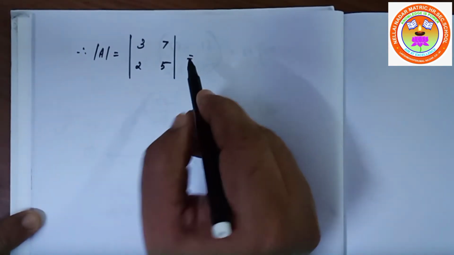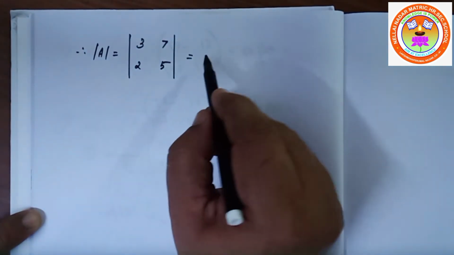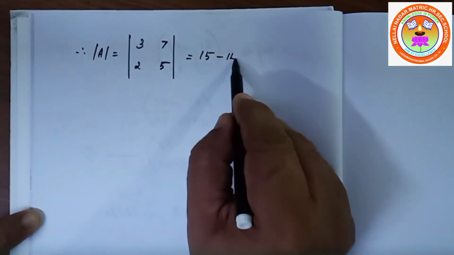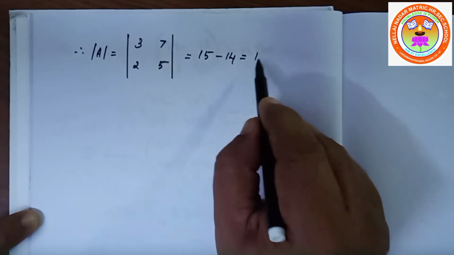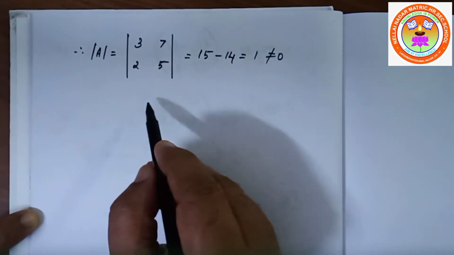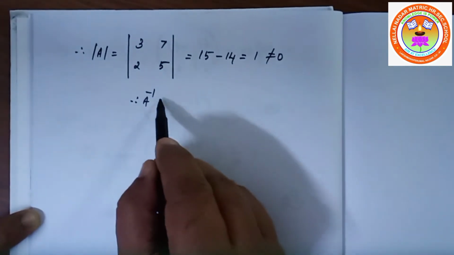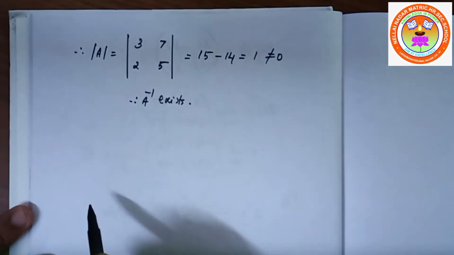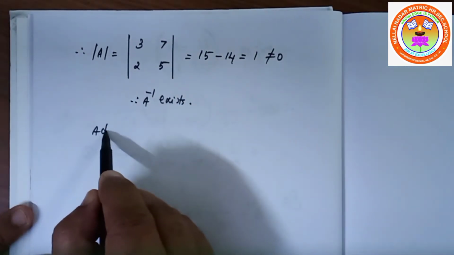That is equal to, we have to multiply the leading diagonal elements. 3 5s are 15, as it is. Then 2 7s are 14, becomes minus 14. So 15 minus 14, that is 1, which is not equal to 0. So you can write A inverse exists. Then you have to find the adjoint of A.